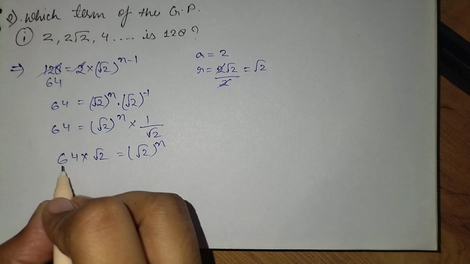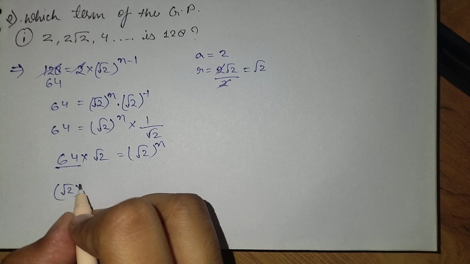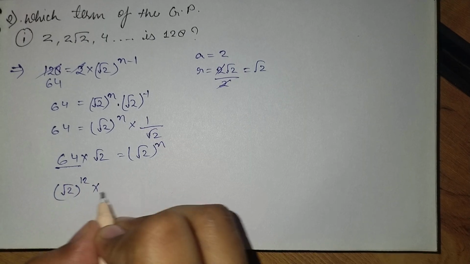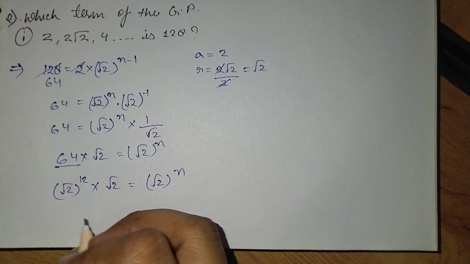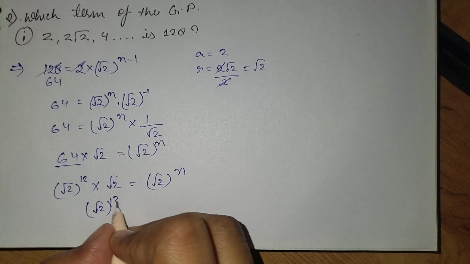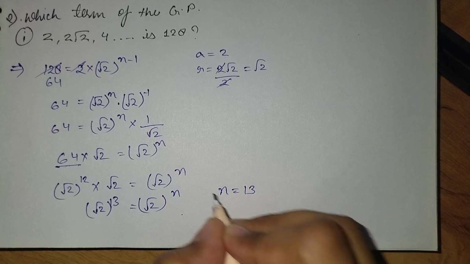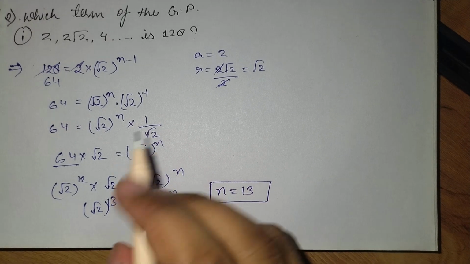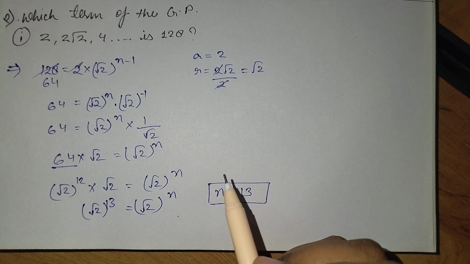So if we write 64 in root 2 terms, that will become (root 2)^12, we can write simply, and multiplied by root 2 equal to (root 2)^n. So if we add this, that will become 12 plus 1 is 13, (root 2)^13 equal to (root 2)^n. Comparing this, n is equal to 13, means 13th term of this GP is 128, and this is the solution of question number 2 first part.